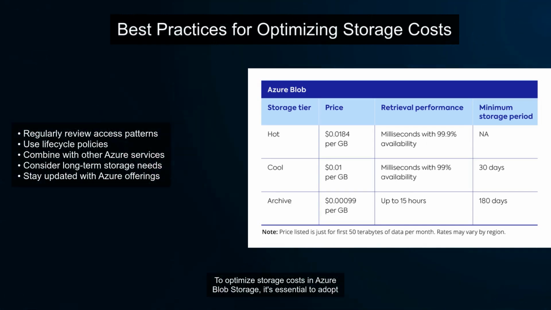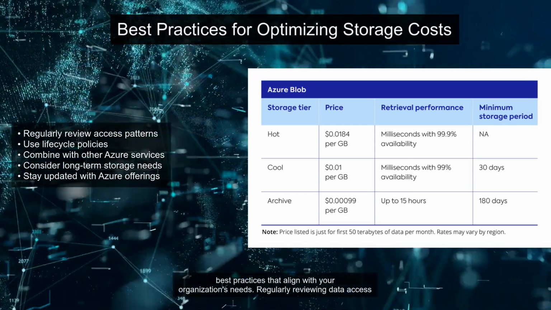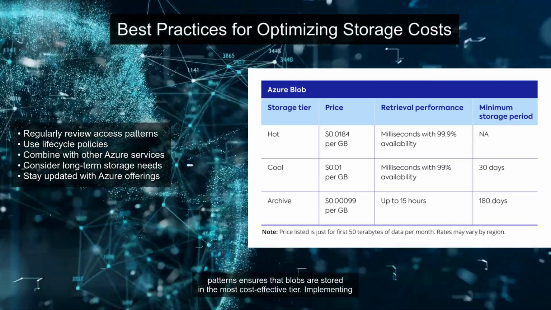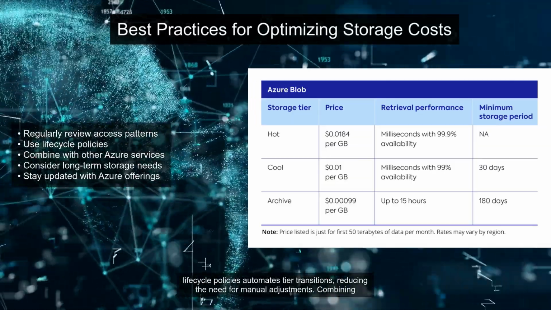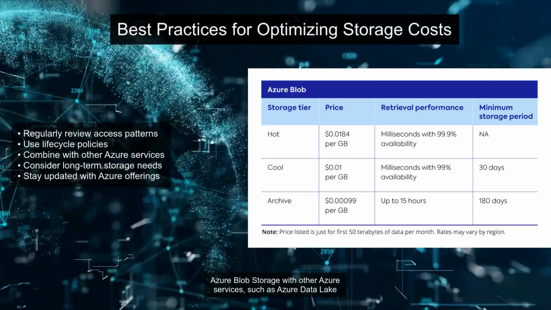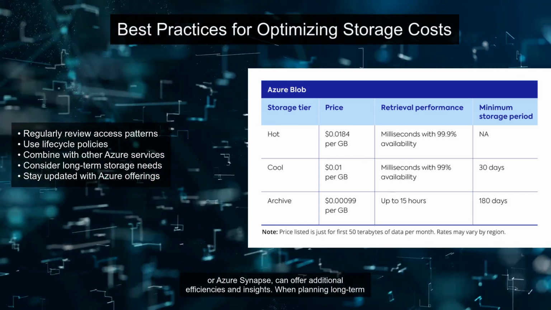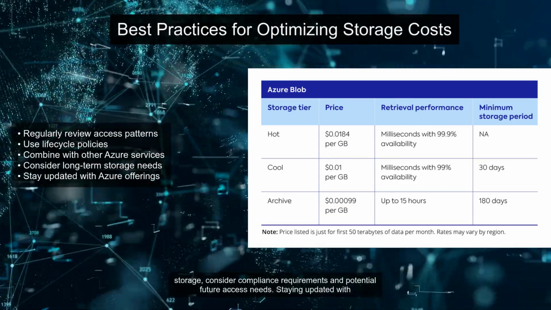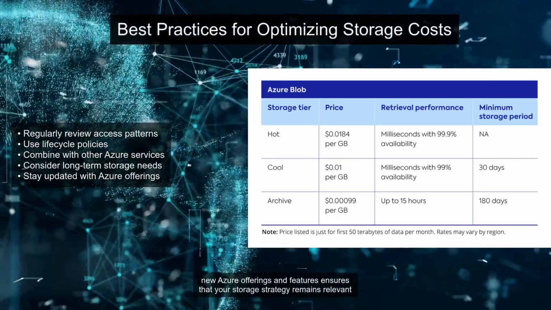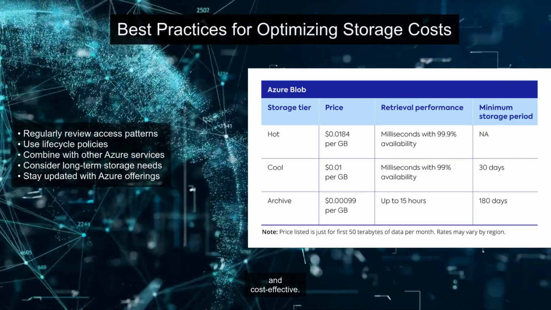To optimize storage costs in Azure Blob Storage, it's essential to adopt best practices that align with your organization's needs. Regularly reviewing data access patterns ensures that blobs are stored in the most cost-effective tier. Implementing lifecycle policies automates tier transitions, reducing the need for manual adjustments. Combining Azure Blob Storage with other Azure services, such as Azure Data Lake or Azure Synapse, can offer additional efficiencies and insights. When planning long-term storage, consider compliance requirements and potential future access needs. Staying updated with new Azure offerings and features ensures that your storage strategy remains relevant and cost-effective.